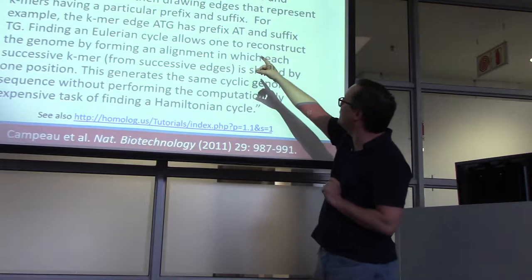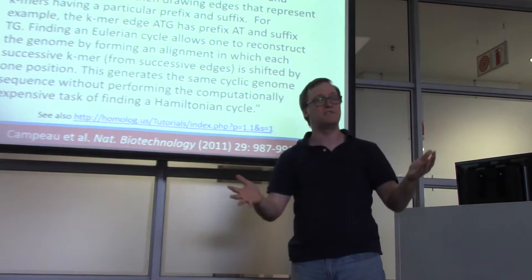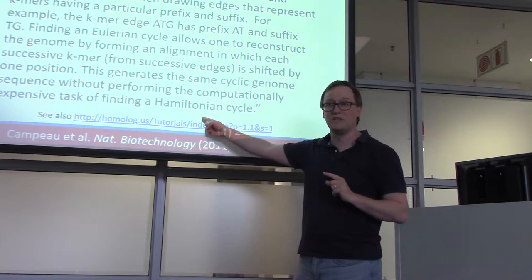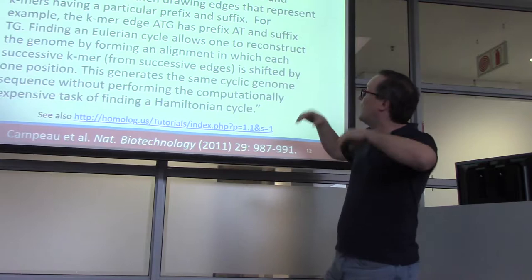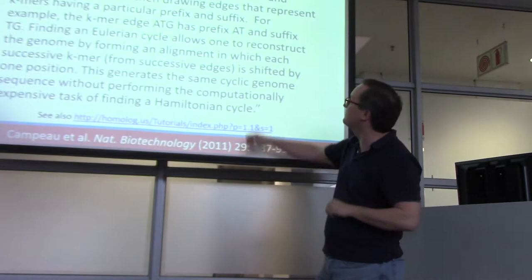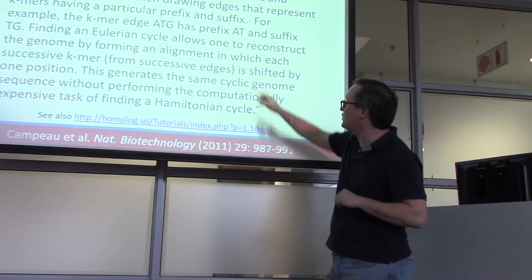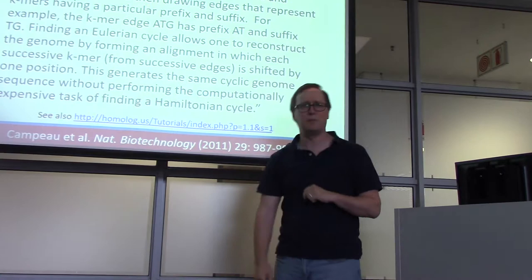All right. There are two competing approaches for dissecting these crazy graphs, the De Bruijn graphs that have been created, into sequence. One is called the Hamiltonian cycle, which is kind of the old school way to do it, but people have found that Eulerian cycles are preferred. So finding an Eulerian cycle allows one to reconstruct the genome by forming an alignment in which each successive k-mer, remember we're trying to walk from k-mer to k-mer to get a long contig sequence, is shifted by one position, which is to say that each k-mer must overlap by 24 with the last 25 letter k-mer that we were at. This generates the same cyclic genome sequence without performing the computationally expensive task of finding a Hamiltonian cycle. Whew, okay, so that was quite a lot.